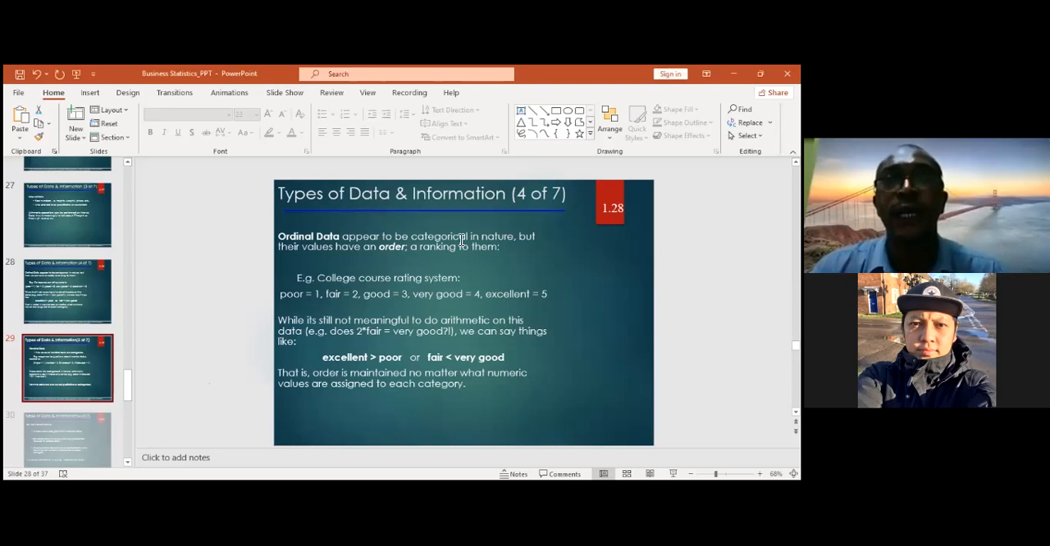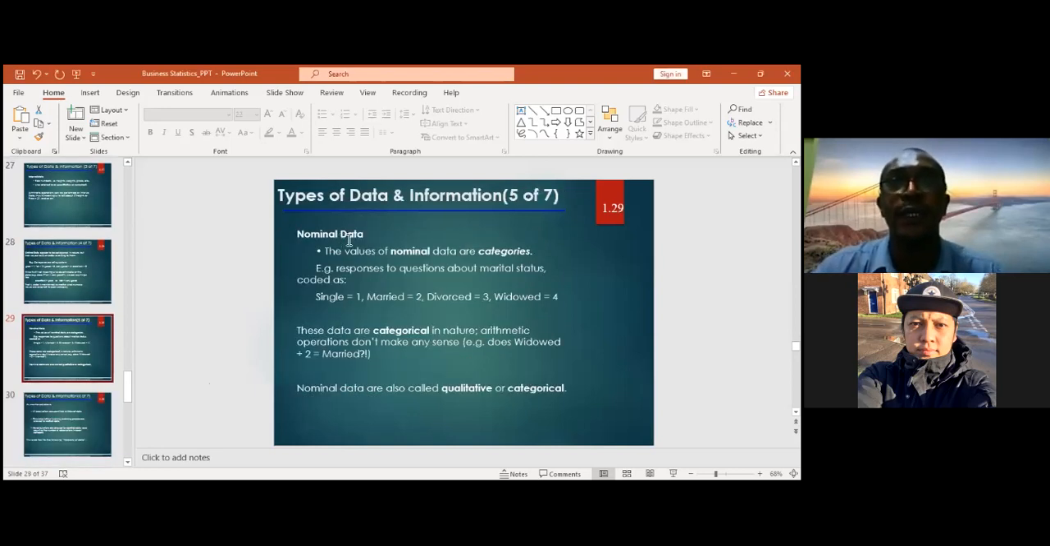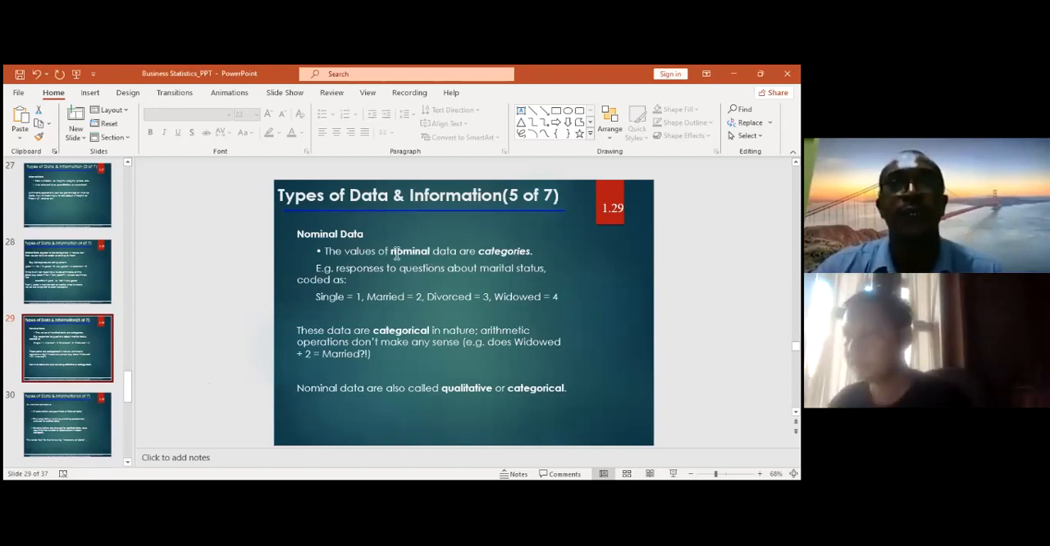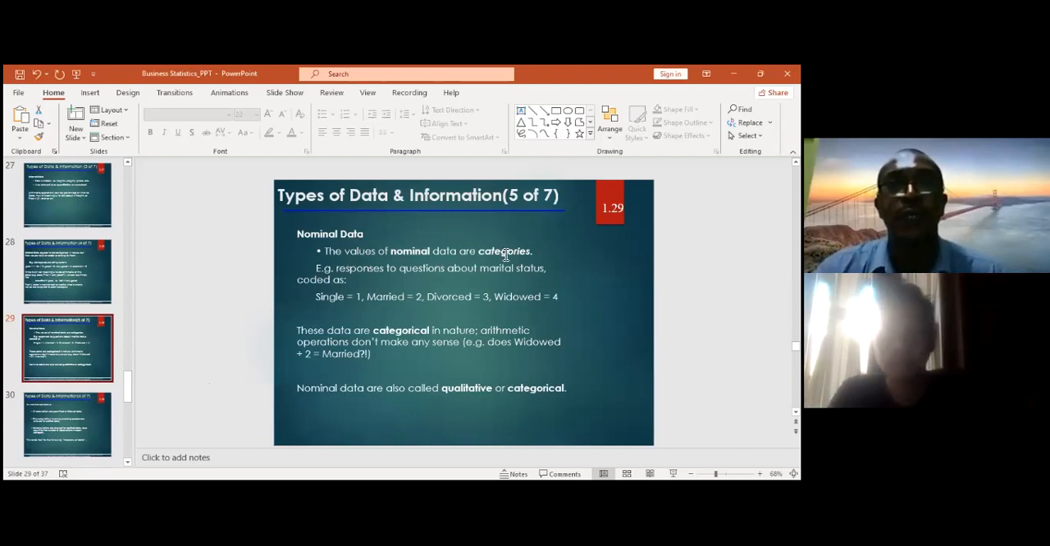Another type of data is called nominal data. Now, this nominal data has a lot of disadvantages. The values of nominal data are categories. For example, responses to questions about marital status coded as single equals 1, married equals 2, divorced equals 3, widow equals 4.